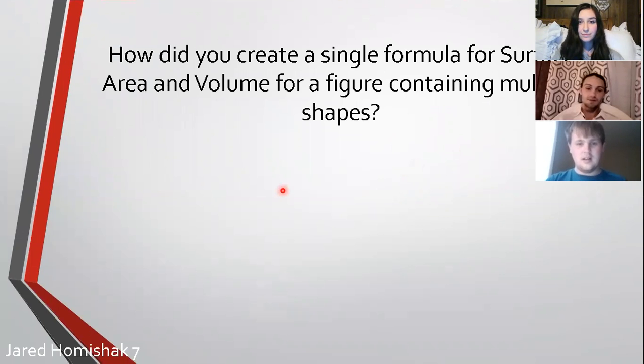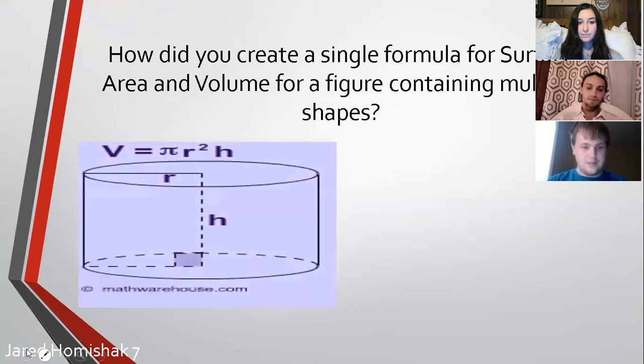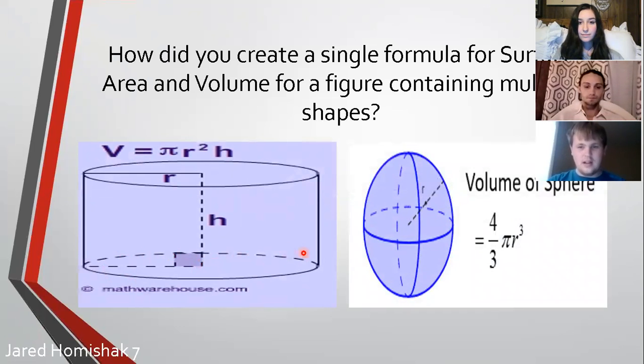Excellent question. The best way to do it is to remember that those figures in that question are made up of two individual shapes. For the first figure, it's made up of a cylinder and a sphere. So as a result, you would add the surface area and volume for those. You'd add the two formulas together for the surface area and the volume to get the ultimate formula that you will use to solve for that specific figure, since they're made up of multiple shapes.